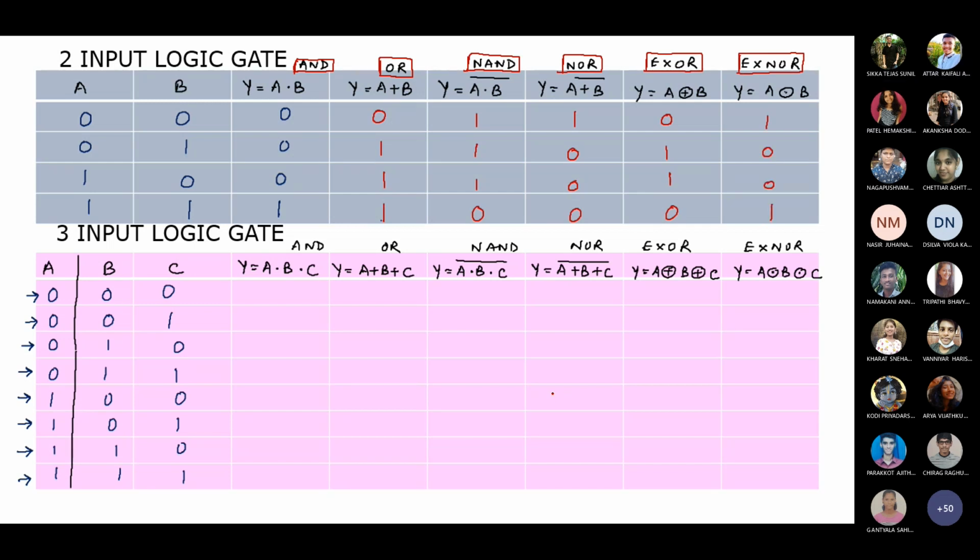Okay. Now we come in the same way to the 3 input logic gate. So in a 3 input logic gate, 3 inputs will come: A, B, C.